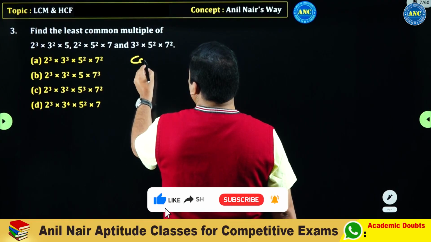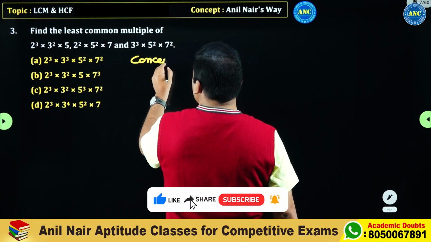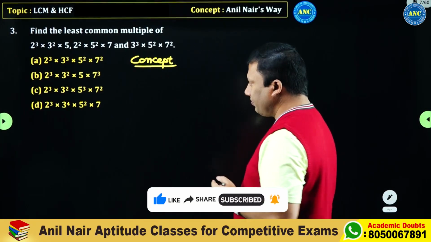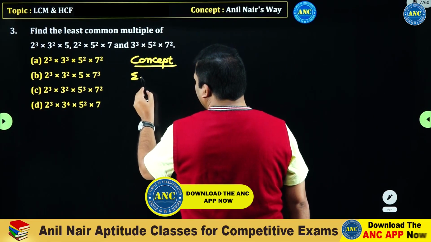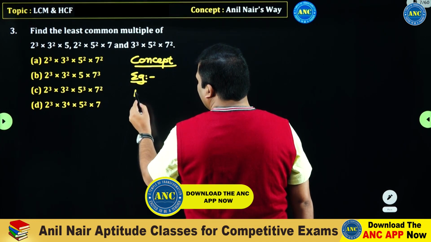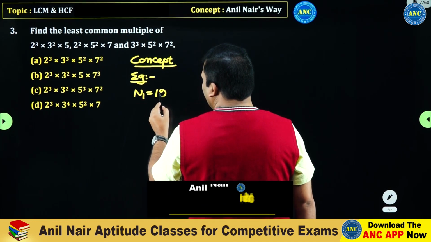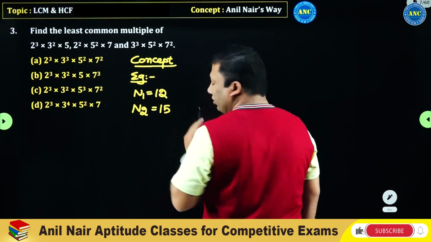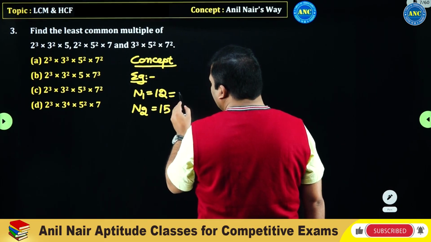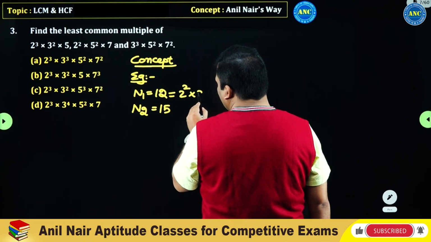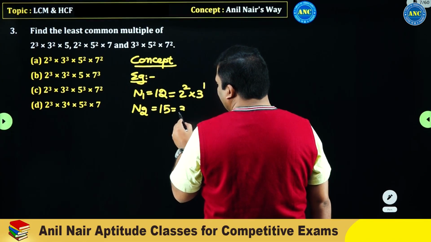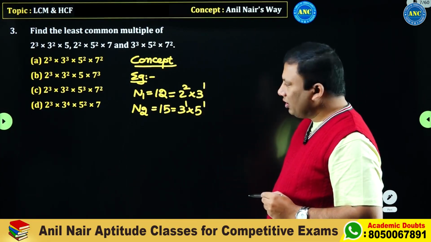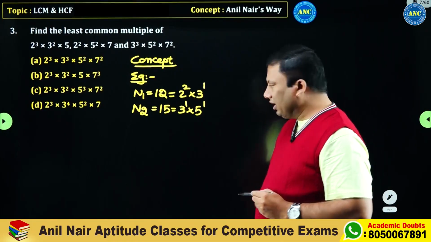Now here all the numbers are in prime basis. Concept I will discuss. Suppose I take an example, n1 is 12 and n2 is 15. 12 can be written as 2 square into 3 power 1. 15 can be written as 3 power 1 into 5 power 1.